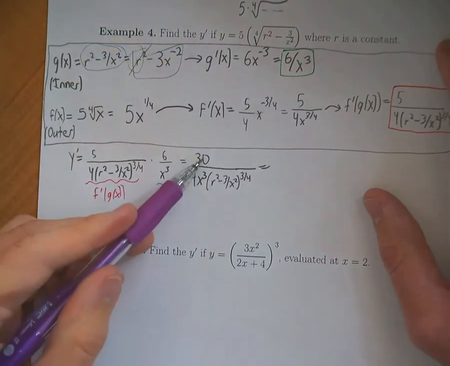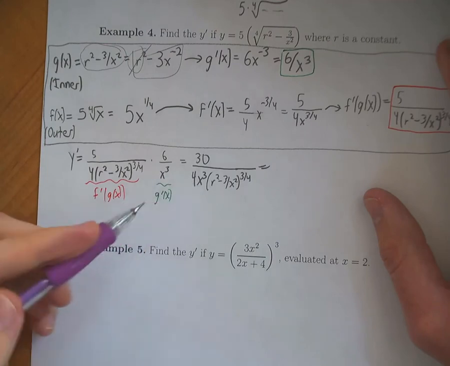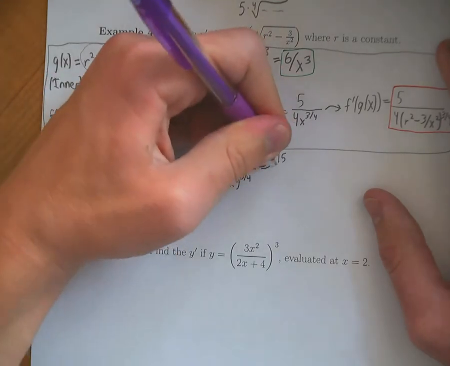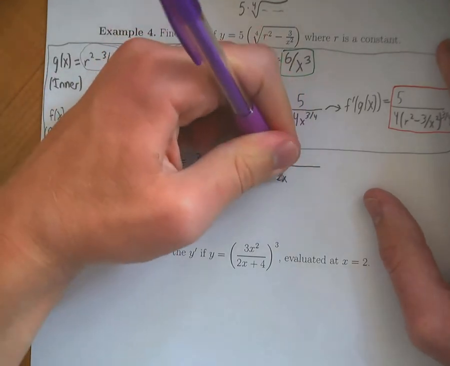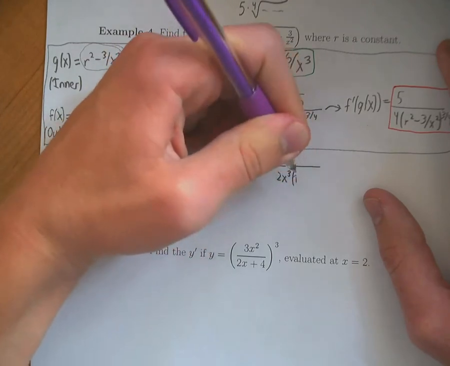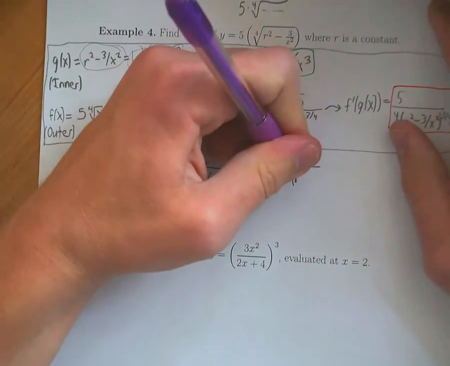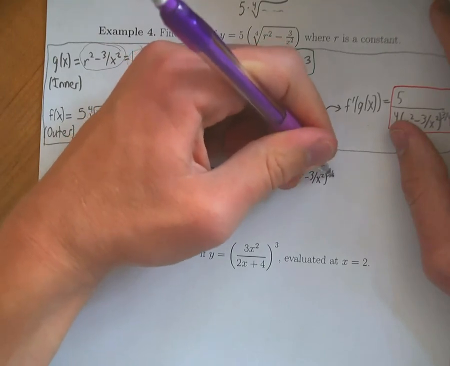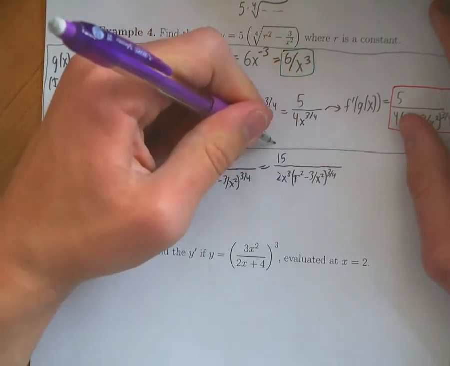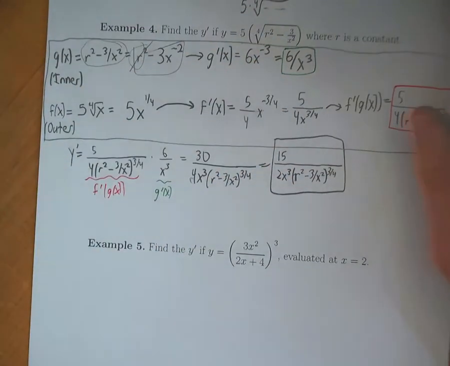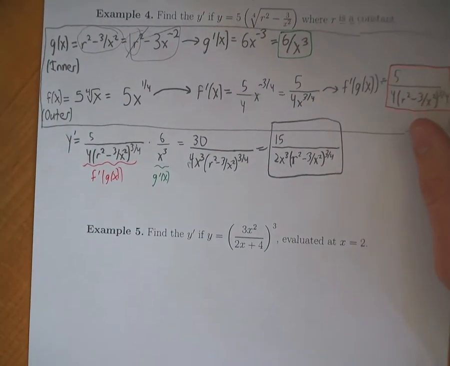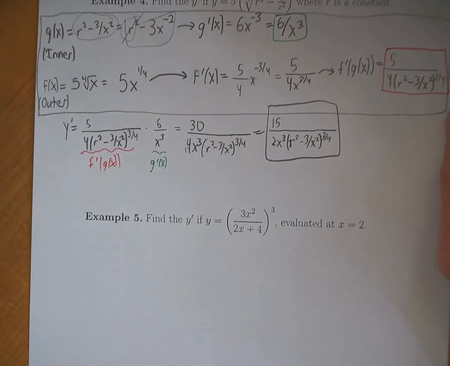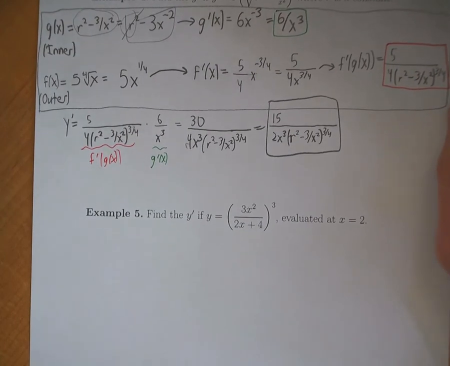Or if you prefer to simplify this a bit, you have 30/4, which is the same thing as 15 halves, x cubed times (r squared minus 3 over x squared) to the 3/4. So that would be your derivative in example 4. Alright, so any questions on that?